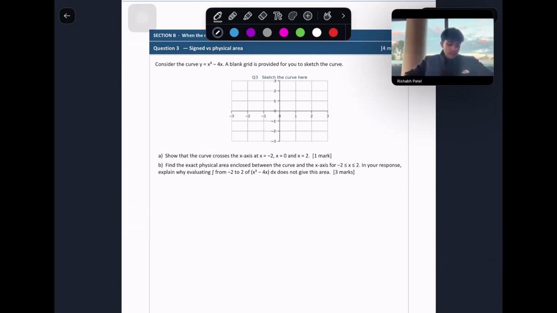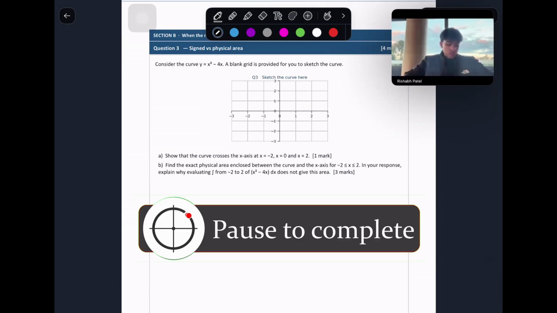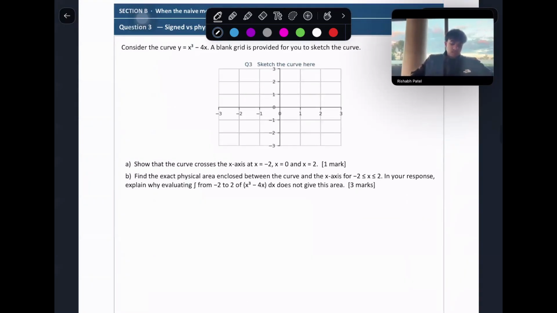Consider the curve y equals x cubed minus 4x. A blank grid below is provided to sketch the curve. We don't really care too much about sketching the curve. Instead, they've asked us to show that the curve crosses the x-axis at x equals negative 2, x equals 0, and x equals 2. So instead, let's just find the roots of the curve.